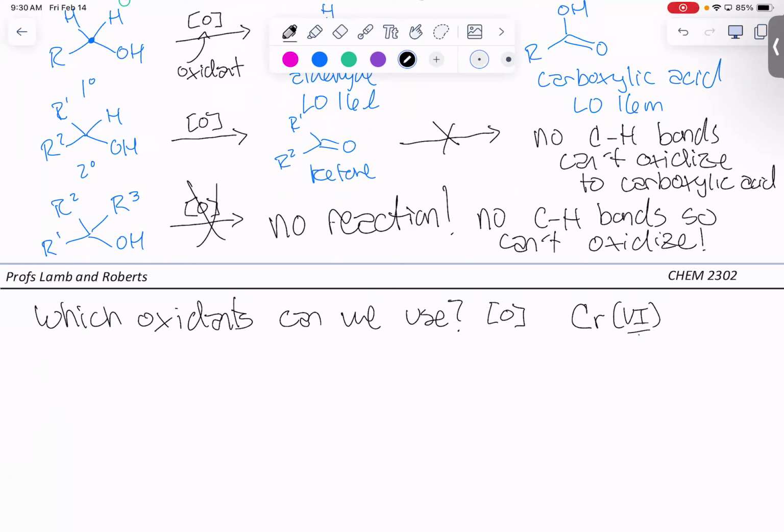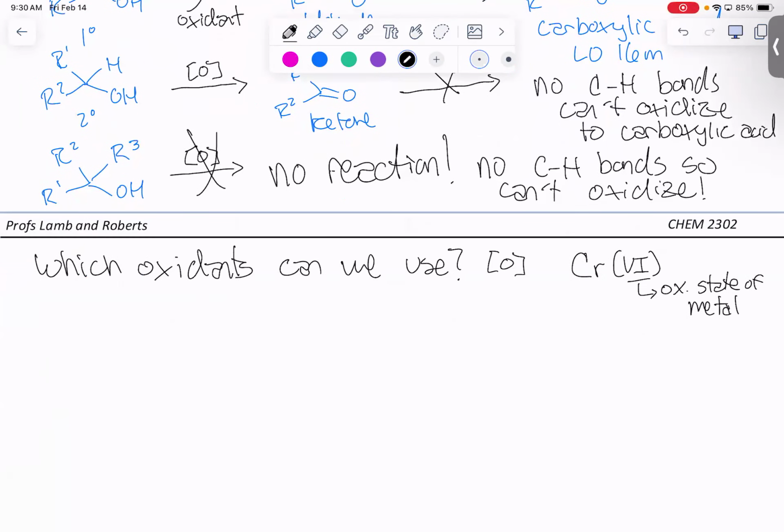This number here is the oxidation state of the metal. We see that it's a very high oxidation state, chromium 6. We lost 6 electrons here. So it's a high oxidation state, so it's going to be a strong oxidant. Plus, we're going to need a little bit of help too with acid.